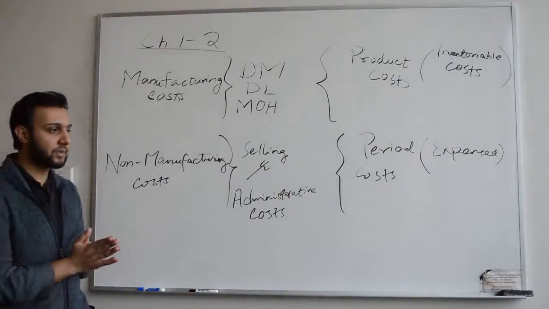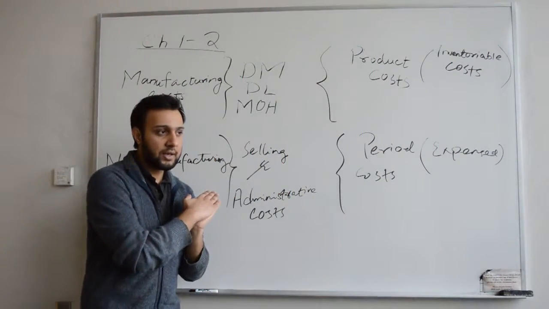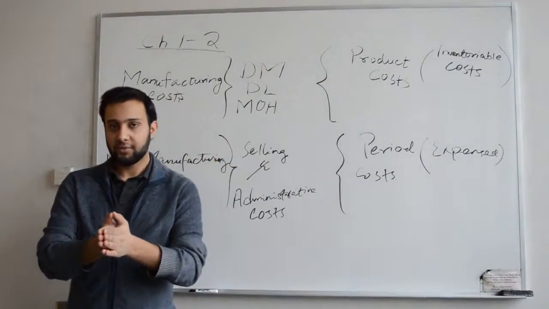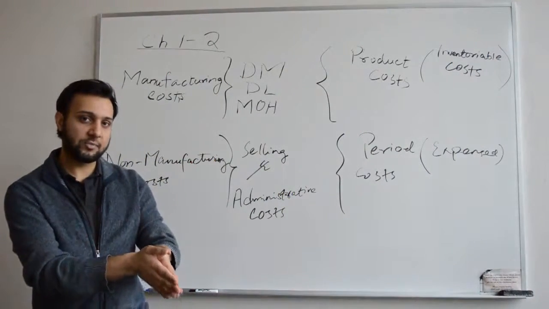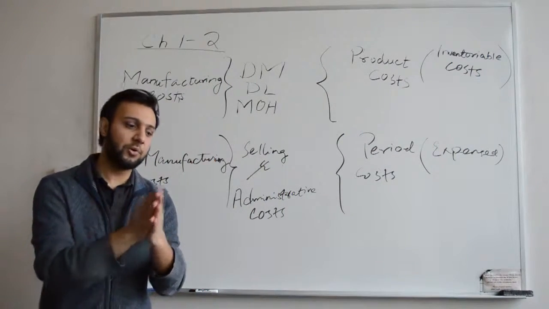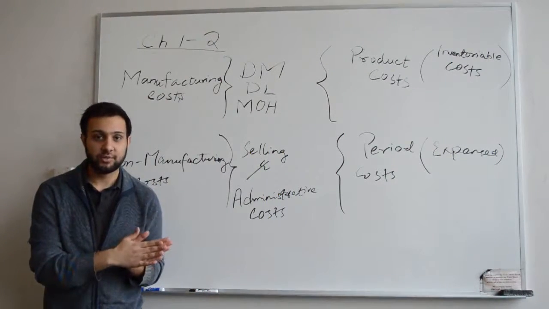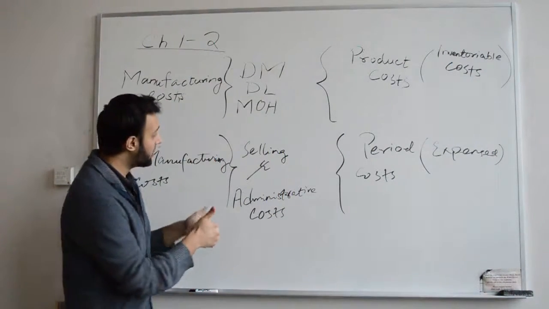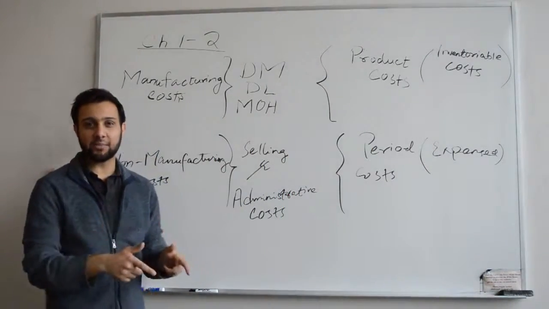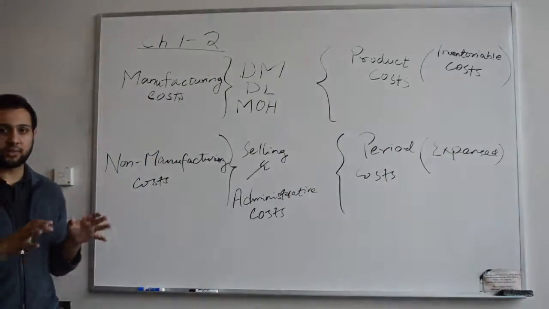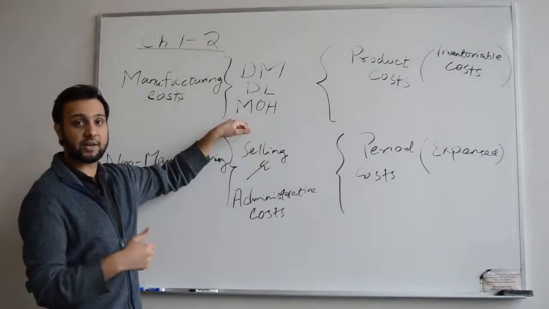Indirect labor is also part of overhead. Indirect labor would be a supervisor who's not directly working on the products, but he's supervising the people who are working on the products. So he's essential to the operations of the manufacturing, but he's not actually making the products. He's not working on the products directly. So that would be indirect labor.